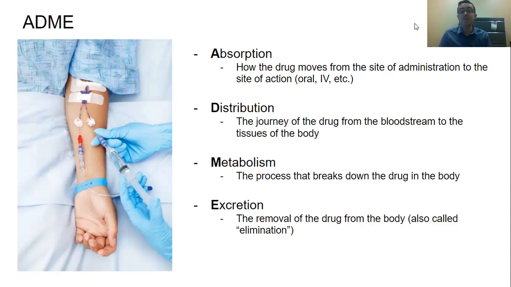And that is simply the removal of the drug from the body. So how is the drug cleared out of the body? In layman's terms, do you pee it out? Do you excrete it through feces? Is it simply stored in the body for a long period of time? How long does it stay in the body after it's been administered?